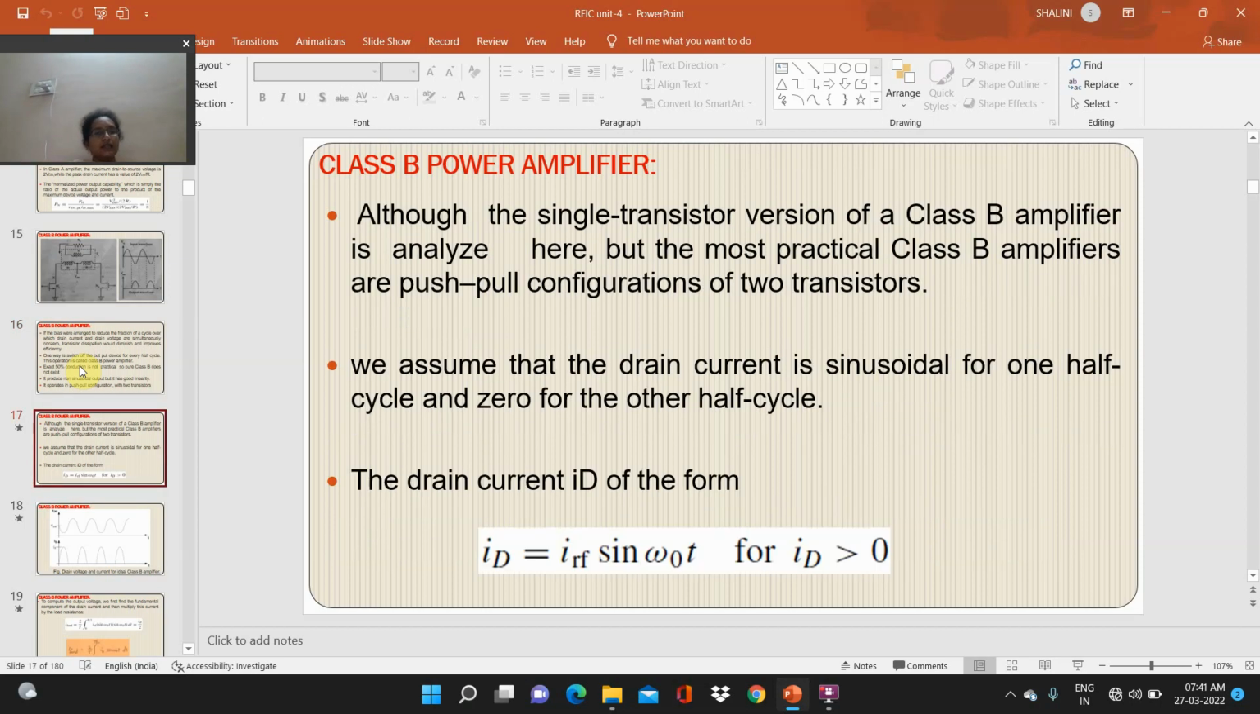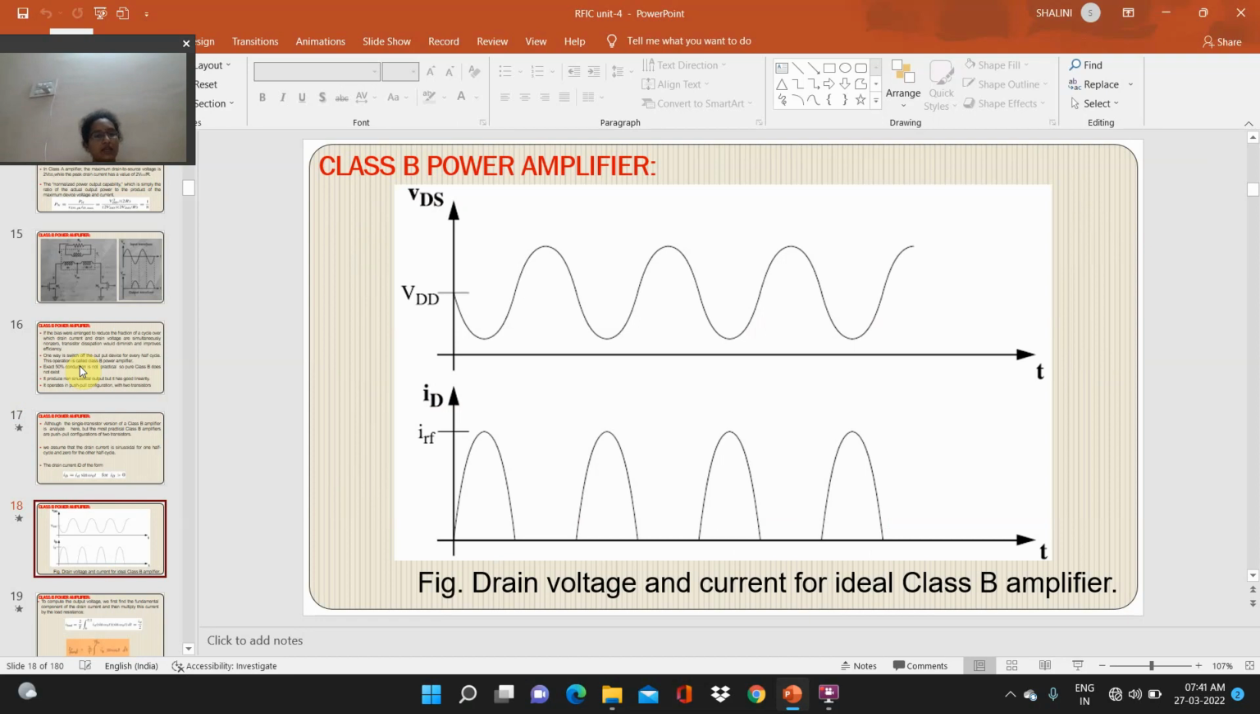Although the single transistor version of a Class B amplifier is analyzed here, the most practical Class B amplifiers are push-pull configurations of two transistors. We may assume that the drain current is sinusoidal for one half cycle and zero for the other half cycle. The drain current is of the form ID equals IRF sin omega naught t for ID greater than 0. The drain voltage and current model waveforms for an ideal Class B amplifier are shown here.